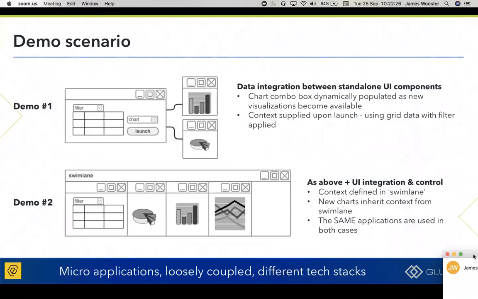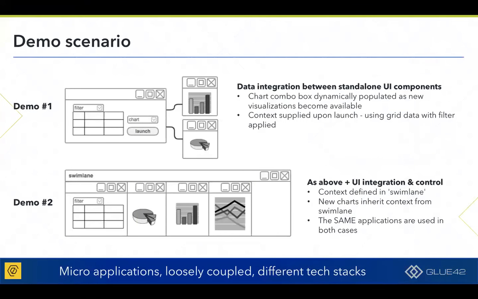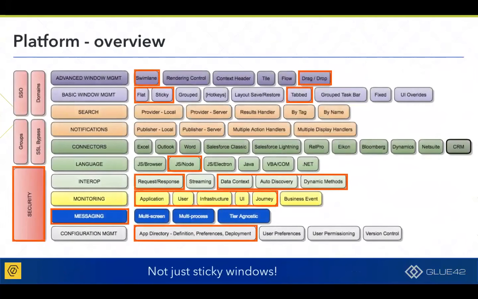Okay, so the reason why we showed those two demos is, as David said, to illustrate two points. The first one was primarily around data sharing between standalone components, and the second one was about advanced window management, the ability to use very valuable screen real estate in a sensible way so that you can maximize the useful screen content for the end user. So let me just move on to a bit of a layered architecture diagram of what you've just seen. So this happens to be the Glue42 capability model.